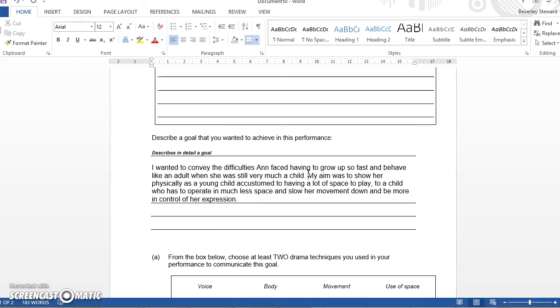However, if we're wanting to really go deeper, I'm going to talk a little bit more about my goal. My aim was to show her physically as a young child accustomed to having a lot of space to play. A child who has to operate in much less space and slow her movement down and be more in control of her expression. And I might say here, because of her dangerous circumstances. So you'll see here that I'm beginning to make reference to the techniques I'm going to be talking about. I'm going to be talking about space, her use of space, and her use of movement, because those are the two techniques that are obviously really key in me achieving my goal.